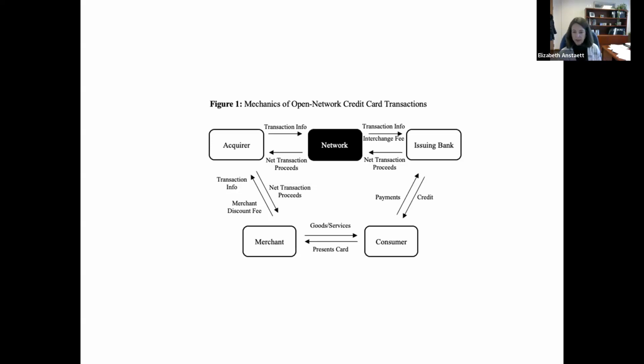But the issuing bank has extended credit to the consumer and must then collect from the consumer. And the merchant, although they've had to give up $1.60, is also going to get that money in a very short period of time and is not going to have to deal with the consumer.